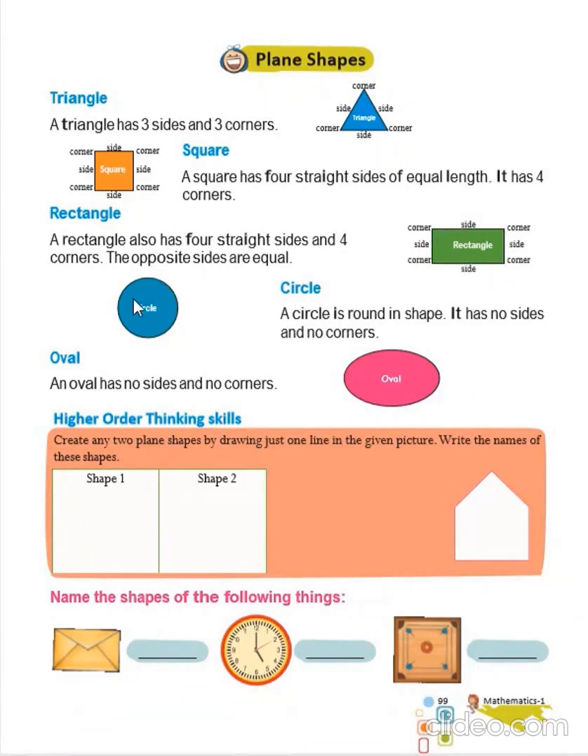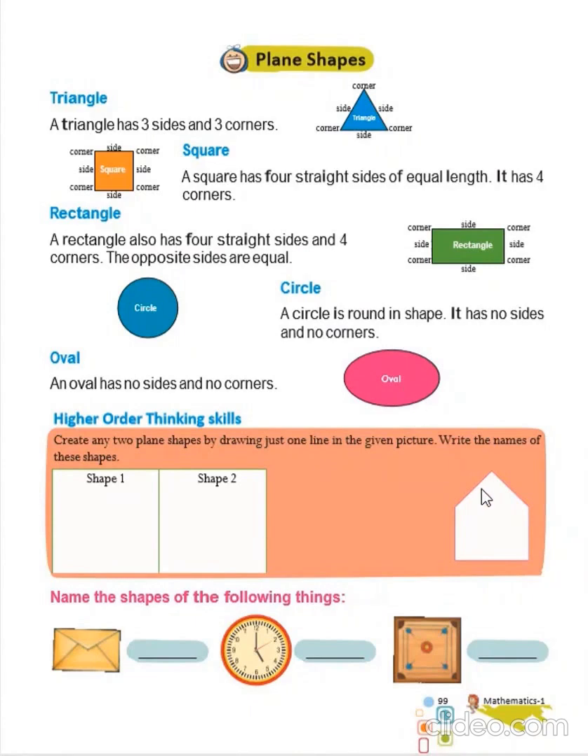Look here. What is this? It's a circle. A circle is round in shape. Does a circle have any side? No. A circle has no sides and no corners. Now come to this. An oval. This is an oval. An oval also has no sides and no corners.